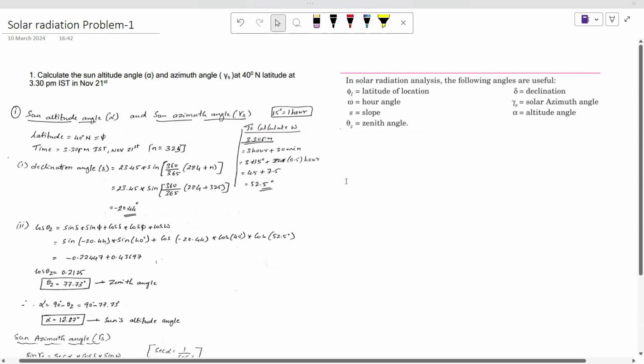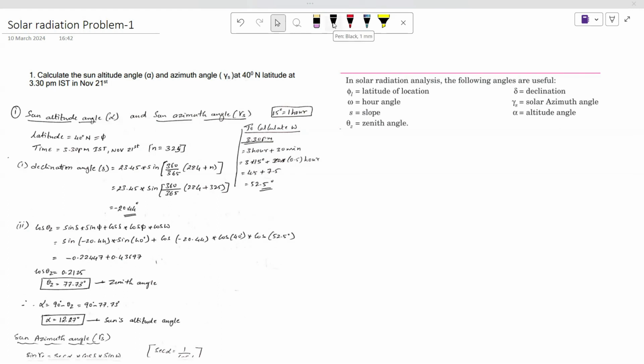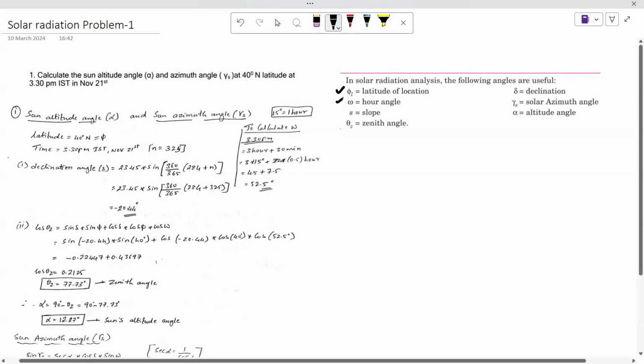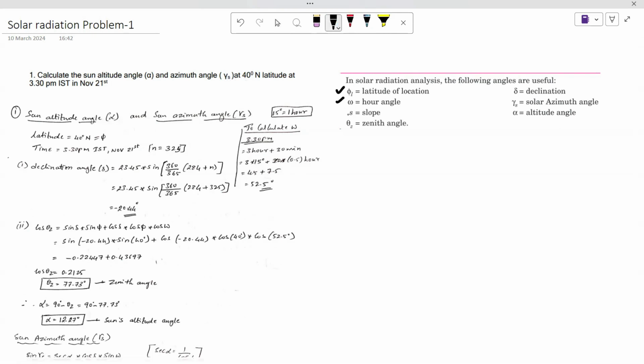Before proceeding into this problem, we must know the terms we have here. One is phi L, the latitude location. Omega is the hour angle. S is called the slope. Theta Z is the zenith angle. Delta is called the declination angle. Gamma S is the solar azimuth angle. Alpha is the altitude angle. So after knowing these symbols, what are they?